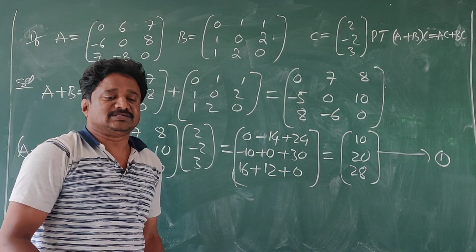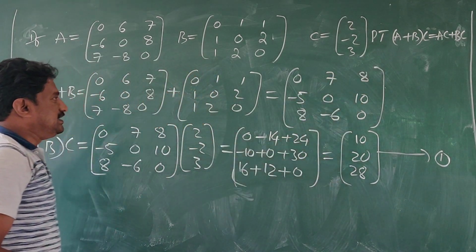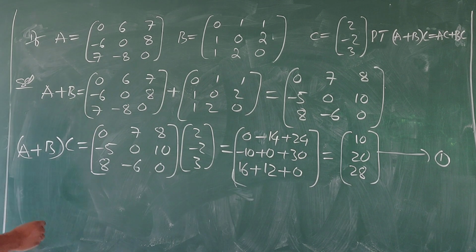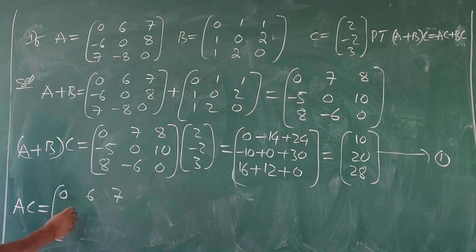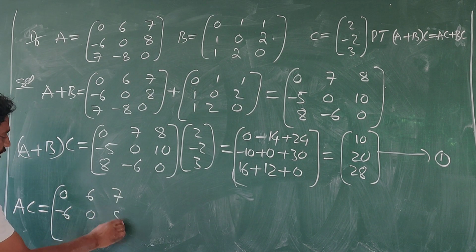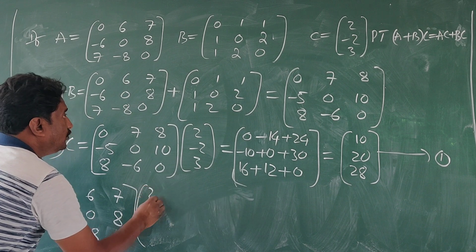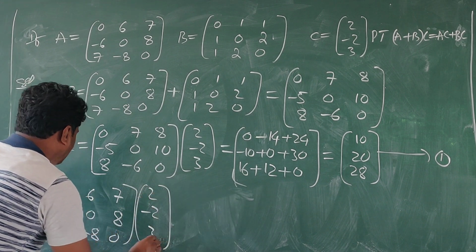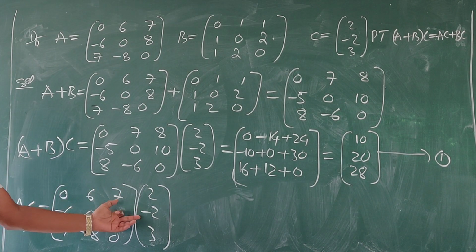Now let us go for finding the right side, RHS, AC. For that AC is required. So how much is A? A is [0, 6, 7; -6, 0, 8; 7, -8, 0]. C is [2, -2, 3]. AC, multiply. Product means multiplying.